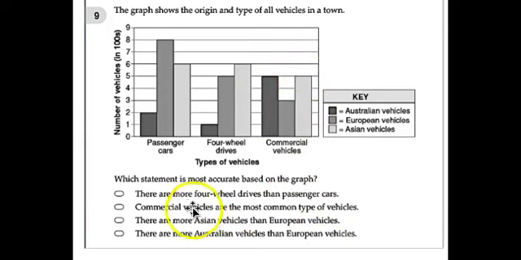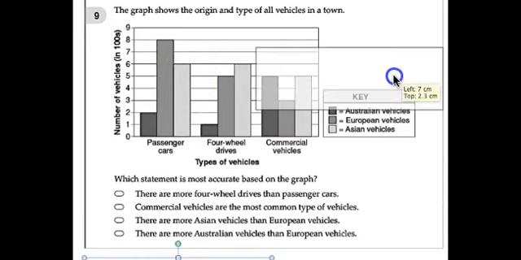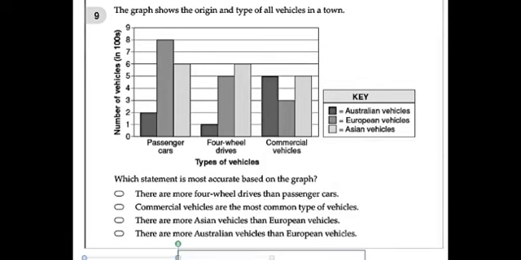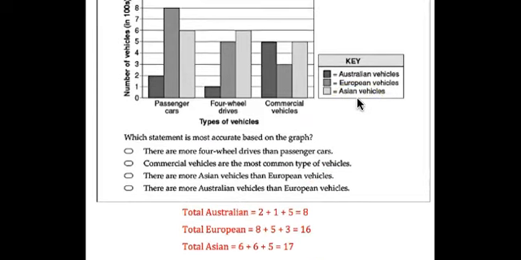Okay, then it says there are more Asian vehicles than European vehicles. So Asian is the light colored, and European are the medium shading. So we might just add those up to have a look at what we've got. So just moving the graph up a little bit.